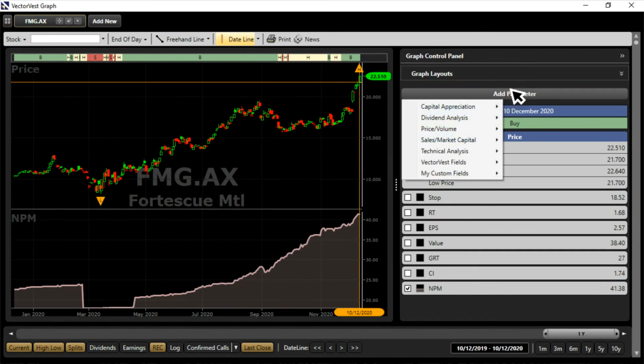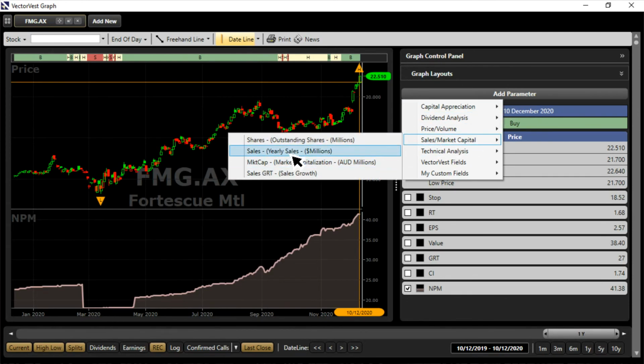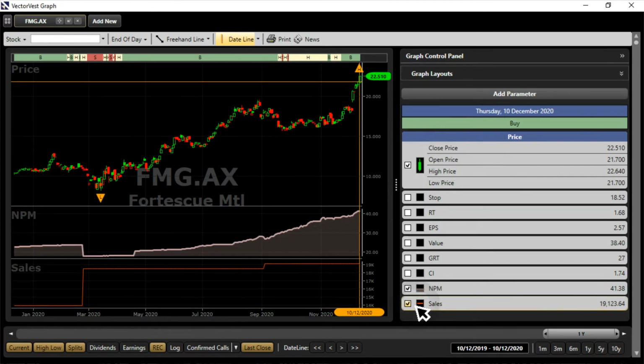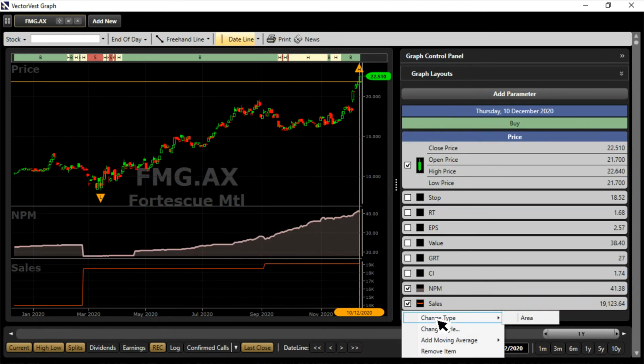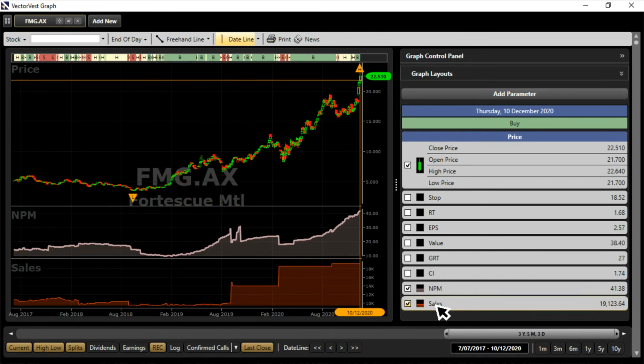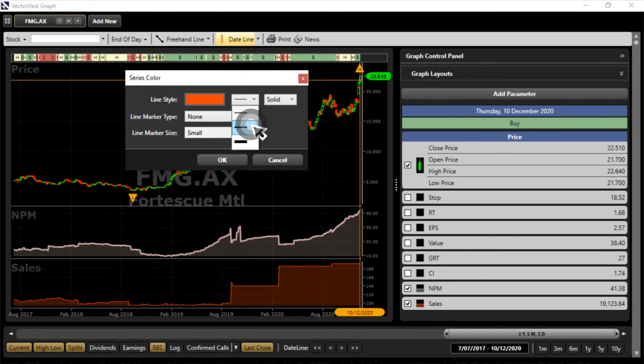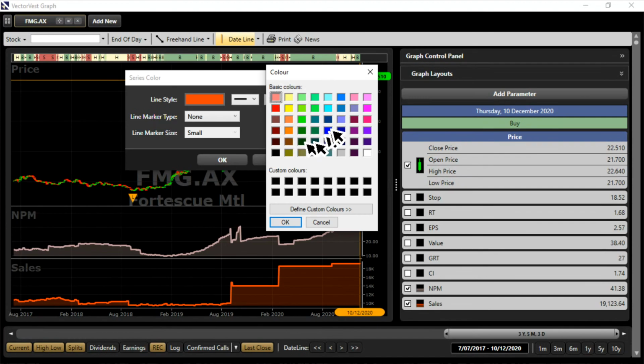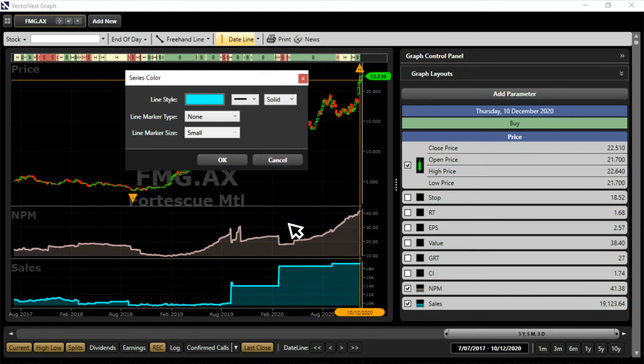So add parameter, and I'll come into here, sales capital, and we'll put in the sales in millions, yearly in millions, all right? This is Australian dollars for this example, and right click, change type, make it an area, and bring it back a tad. And let's just make it jump out a bit. I'll change the style here. I'll make the color a little bit different too. How about that? Just to jump out. This might be a bit easier to see.